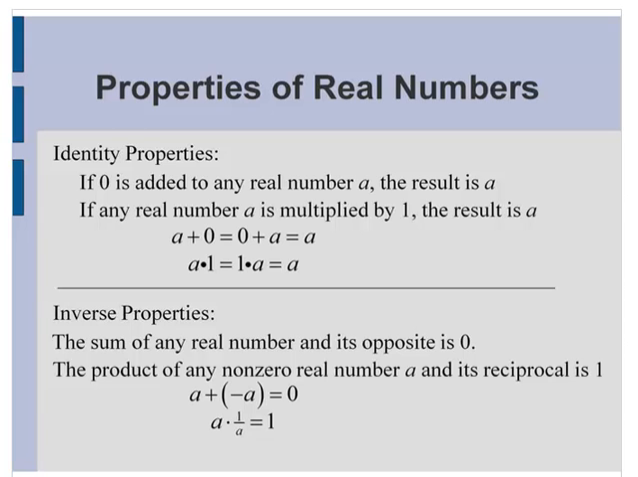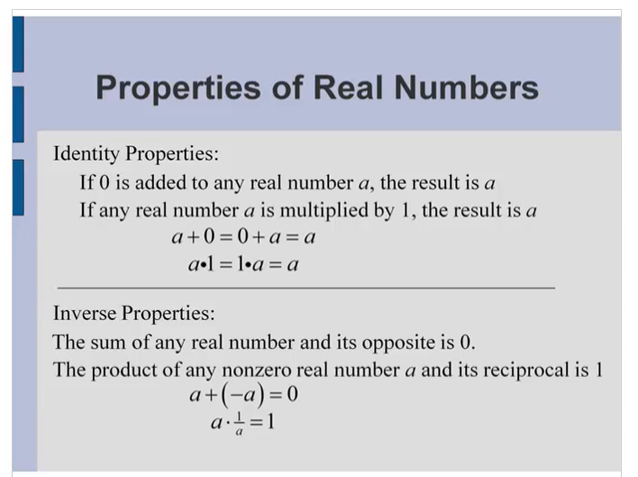The next properties that we will discuss are the identity and inverse properties. The identity properties tell us that if we add with 0, we get the same number back. Similarly, if we multiply with 1, we get the same number back. Any number plus 0 is that same number. 0 plus any number is that same number. Similarly, any number times 1 is that same number, and 1 times any number is that same number.